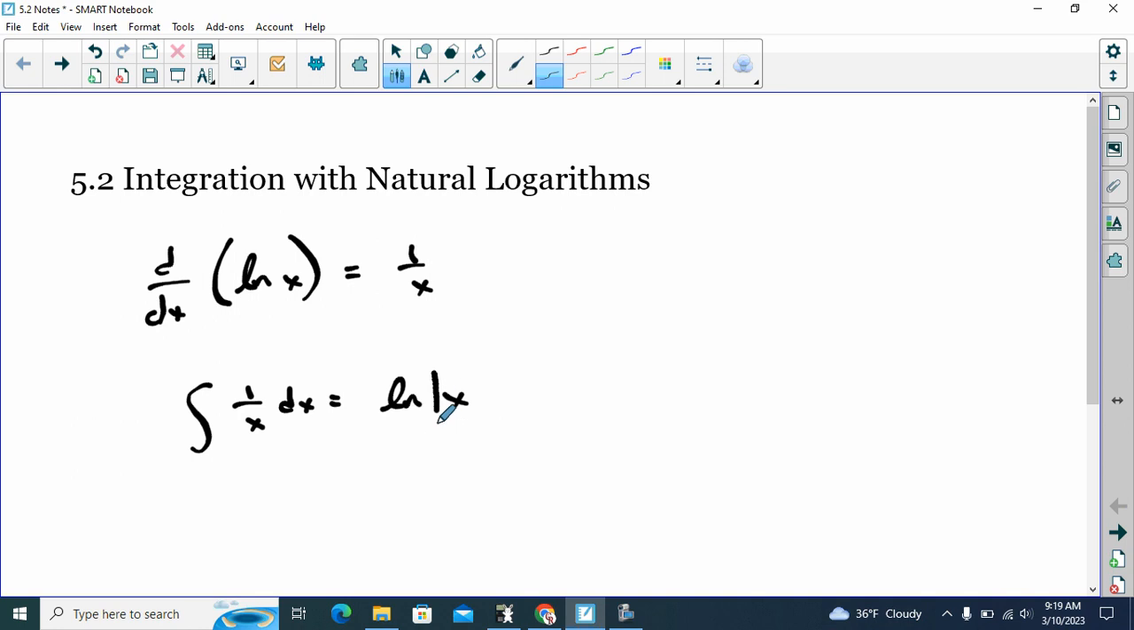Technically, you do need absolute values here around the x's so that the domains match up. Here, x is allowed to be anything, but if we just had ln of x, natural log of a negative number does not exist. So we do include the absolute values there. So the integral of 1 over x dx is equal to ln of the absolute value of x plus c. This is the property that we will be using here in 5.2.